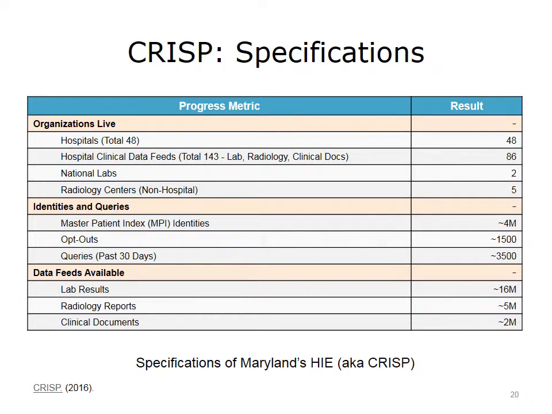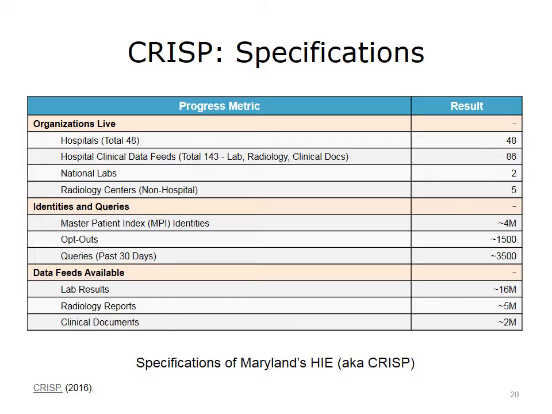As shown in the table, CRISP exchanges data between 48 hospitals and connects more than 143 clinical centers, 5 radiology centers, and 2 large labs with a national scope. More than 4 million unique patients have been added to CRISP, thus creating more than 4 million master patient indexes. Around 1,500 patients have decided to opt out of CRISP's data exchange.